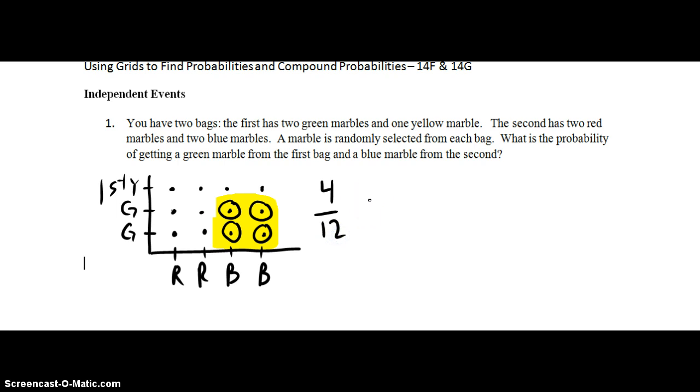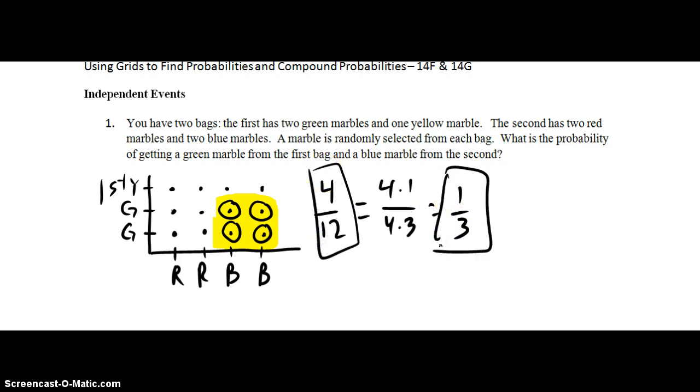Now again, in IB Math studies, 4 over 12 is an acceptable answer. You can simplify that. That's of course 4 times 1 over 4 times 3, which is 1/3. Either one of those is an acceptable answer. Okay. Now you may be thinking, do I really have to draw this grid every time to do the simple problem? Of course not. This is just a way to represent it.